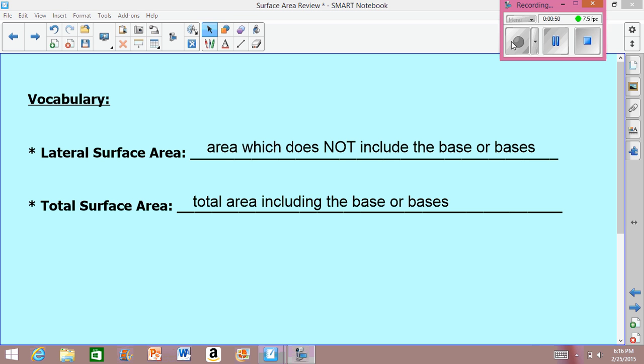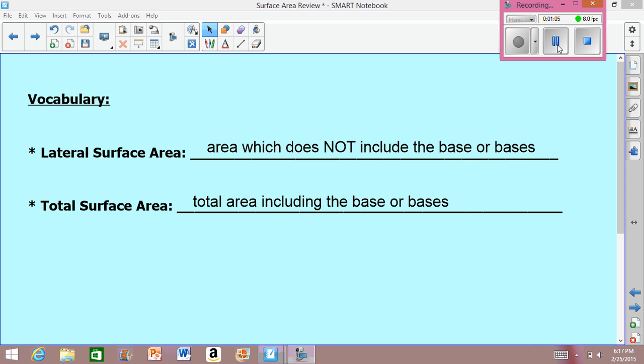For total surface area, it is the total area and we include the base or bases. So the only difference between lateral and total, bases are not included with lateral surface area, and we're going to get some practice with that today.